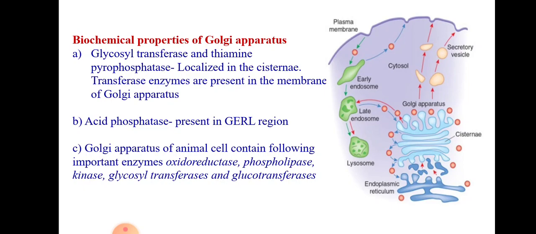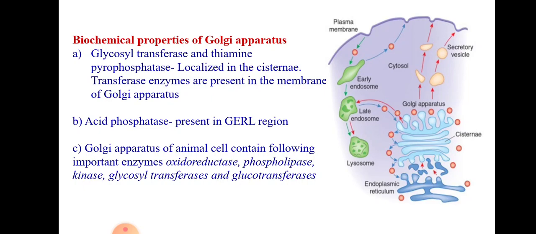The third is that the Golgi apparatus of animal cells contains the following important enzymes: phospholipase, kinase, glycosyltransferase, and glucosyltransferase, also oxidoreductase. These are the enzymes essentially found in the Golgi apparatus of animal cells.